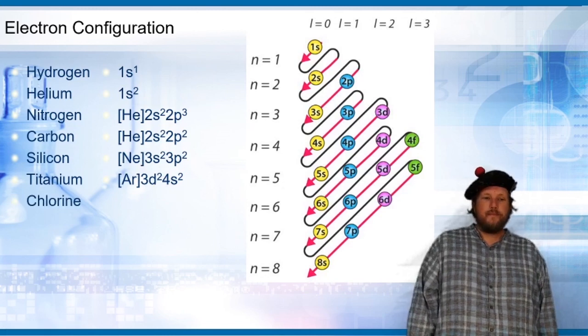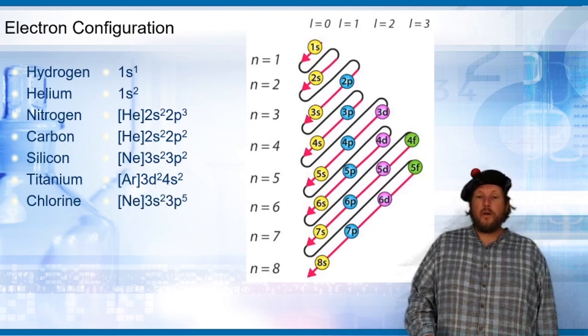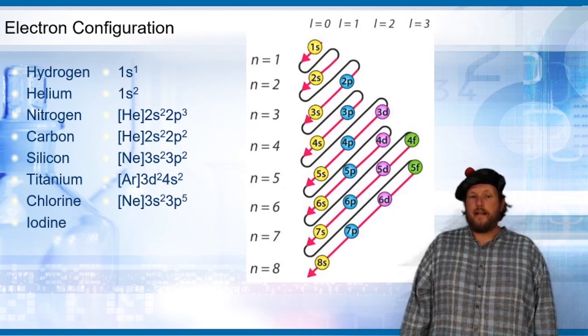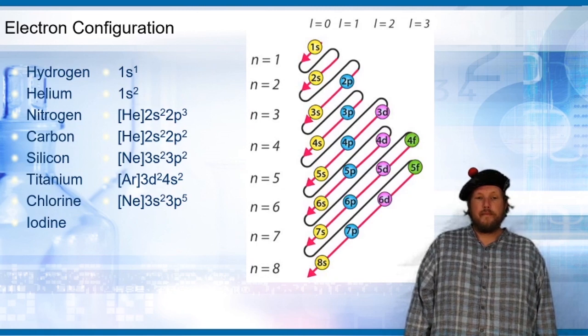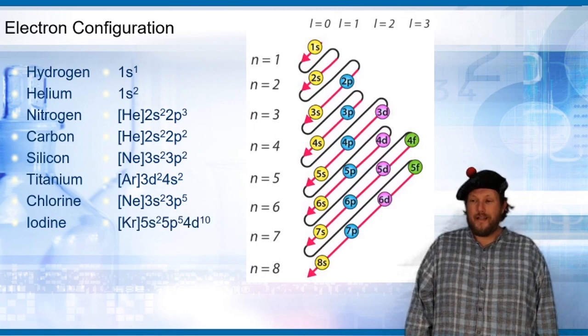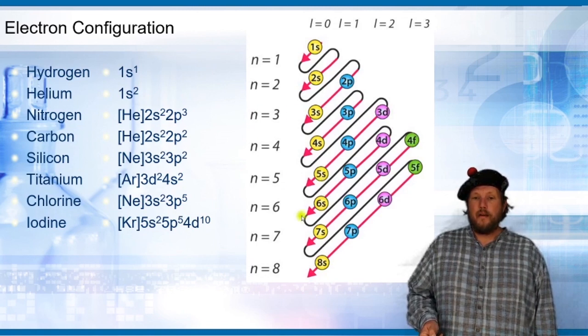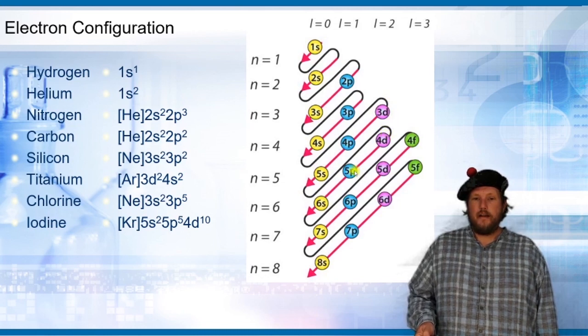Chlorine. Chlorine, the noble gas before it is neon. It's on the third row, so 3s2, 3p5. Iodine. Krypton is the noble gas before it, so 5s2, 4d10, 5p5. I'd take either order of those.